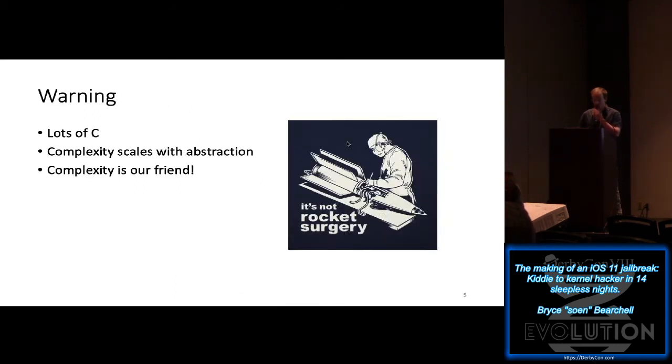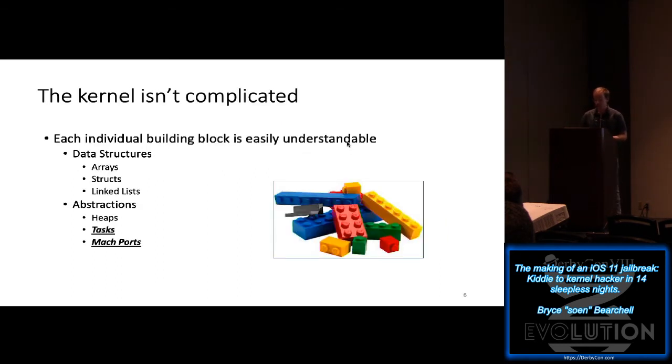So I do have a little bit of a warning. There is going to be a lot of C in here. But don't be afraid of the complexity that we're doing. We're taking simple abstractions, we'll call them Lego blocks, and we'll build like a building, all right? And complexity is our friend, because the bugs that we're using to exploit iOS are a result of this building complexity in the operating system. So the kernel is not black magic. It's not that complicated. And that's a little bit of a lie. It is complicated, but each individual piece is understandable and digestible.